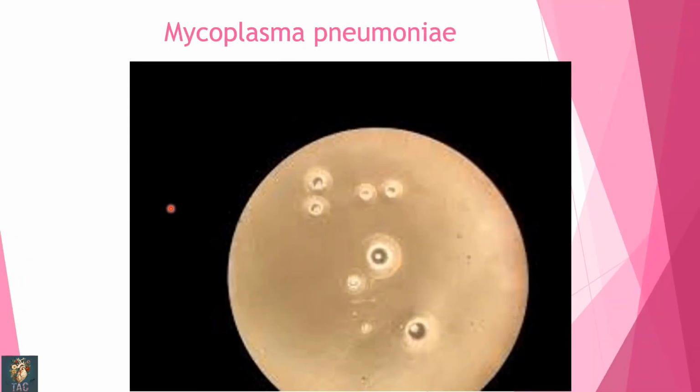Another microorganism known as Mycoplasma pneumoniae can be grown on Eaton's agar, and the specific colonies are having fried egg appearance. Diagnosis is Mycoplasma pneumoniae.